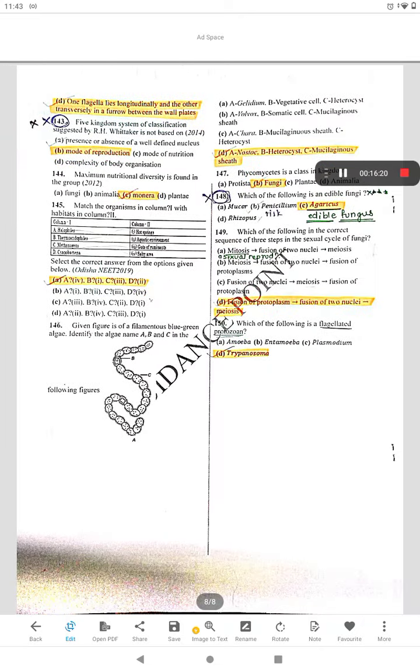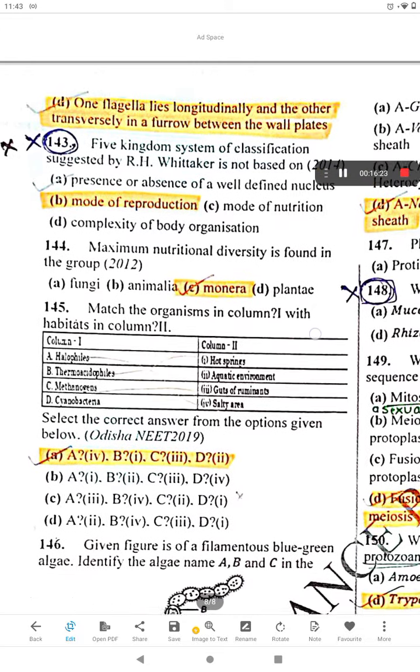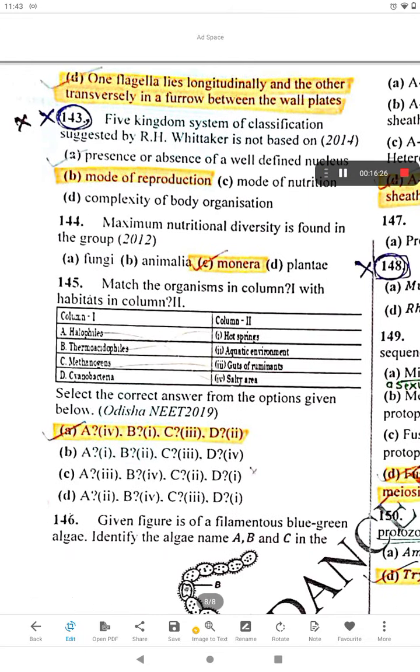Then the last two mistakes of today. 143. Five-kingdom system of classification suggested by R.H. Whittaker is not based on... Now see, actually the thing is that they should go through the NCERT, but Miss said that NCERT has given that mode of reproduction is there in Whittaker's system of classification, but nowhere can we see classification practically. Do we see any kingdom which is based on only sexual reproduction, or only asexual reproduction? No. So Miss said that Whittaker's classification is not based on mode of reproduction.